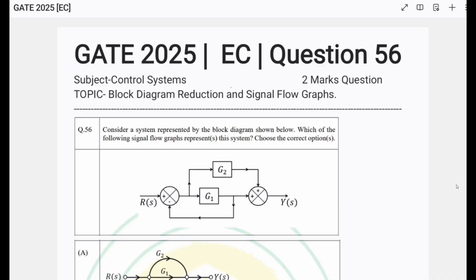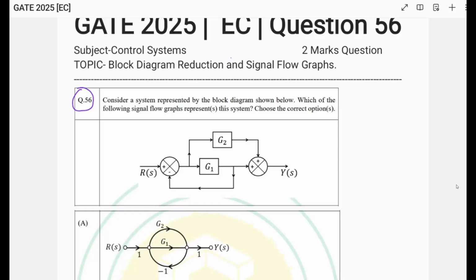This question is from GATE 2025 Electronics and Communication branch, question number 56, and it has been asked from the subject control systems on the topic block diagram reduction and signal flow graph. It's a 2 marks question. Okay, the question number 56.